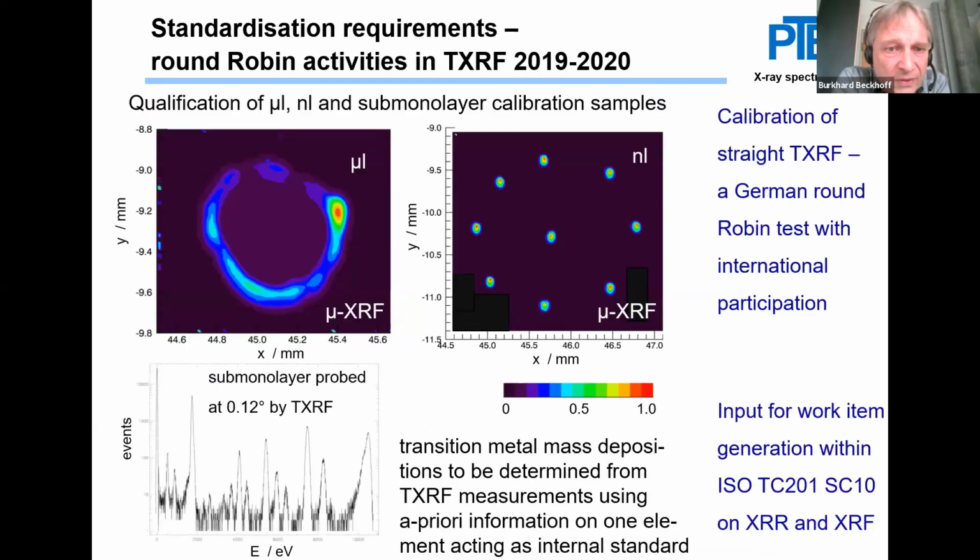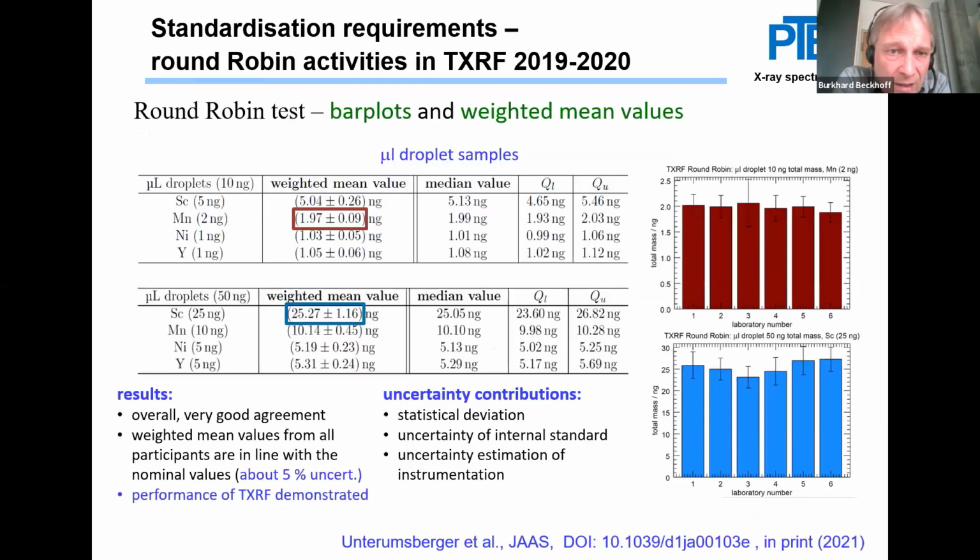This is how some of the samples look if we have a look at them by micro-XRF, so synchrotron radiation-based micro-XRF, in order to provide the detection sensitivity that is needed. You see the typical ring-shaped residuum for the microliter deposition, the nice pattern for the nanoliter deposition, and the spectra for the submonolayer. And these are some results from this round robin and from the publication.